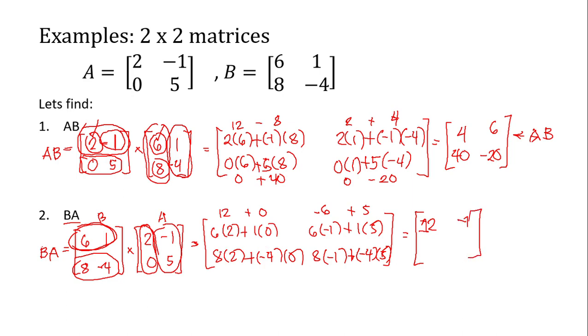Okay? 8 times 2 is 16. And negative 4 times 0 is 0. So, 16 plus 0 is 16. 8 times negative 1 is negative 8. Negative 4 times 5 is negative 20. So, negative 8 minus 20 is negative 28.